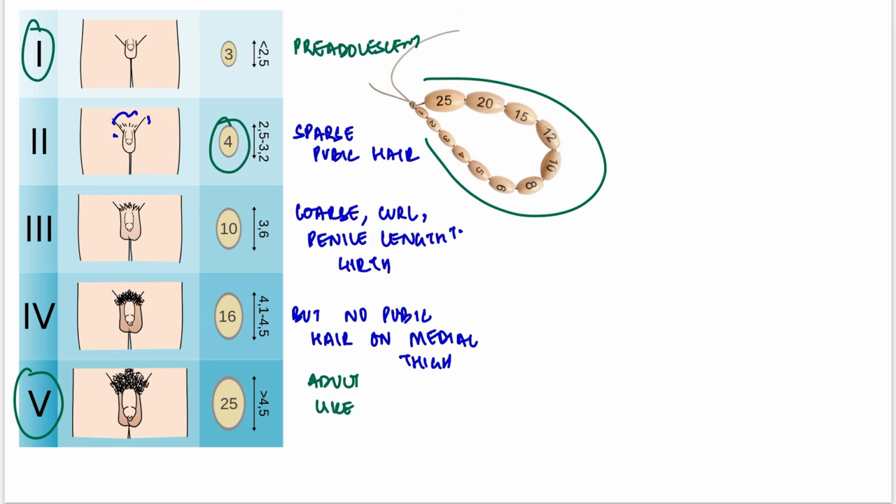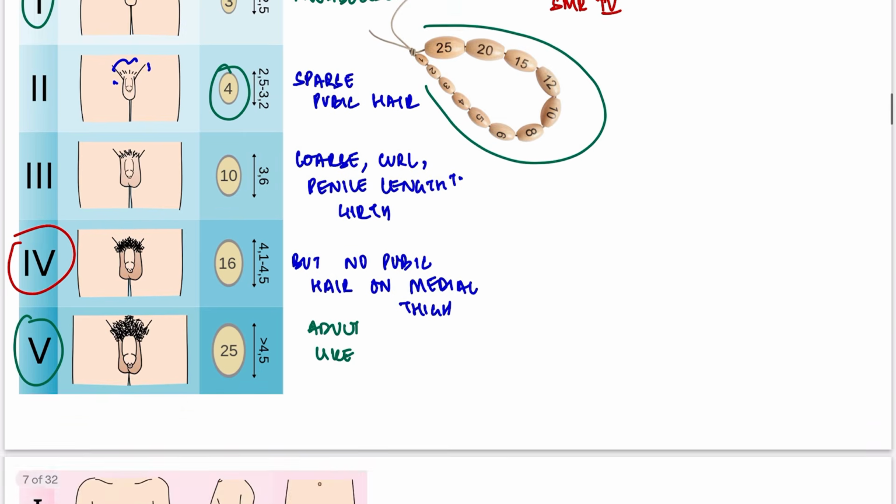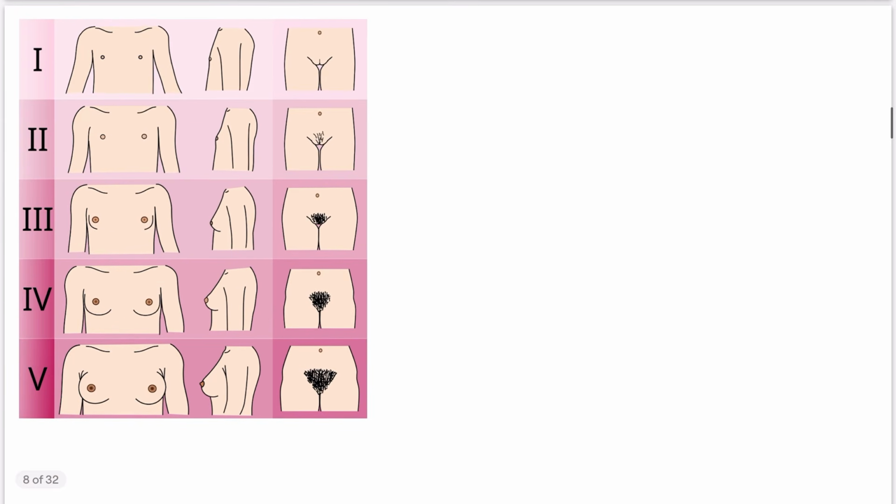Another question that they ask about is growth spurt, that at what stage growth spurt happens. So growth spurt in males happens in SMR or Tanner staging 4. This, right, growth spurt happens in stage 4. With that, let's now move to the Tanner staging in females.